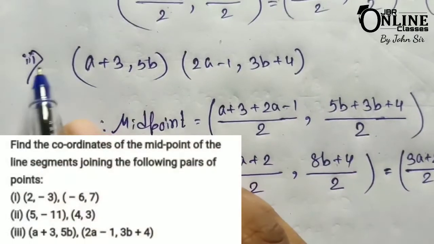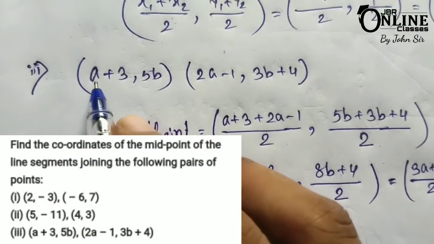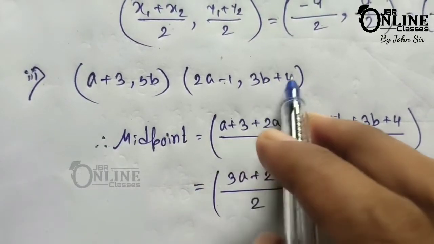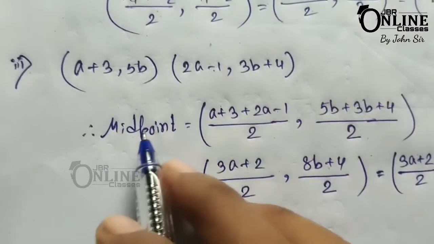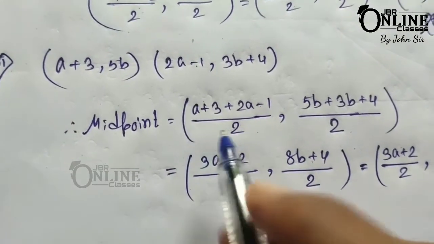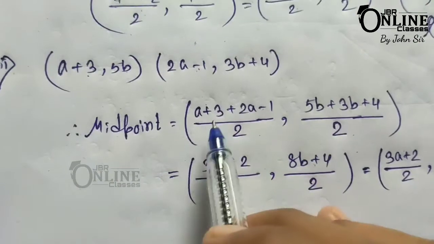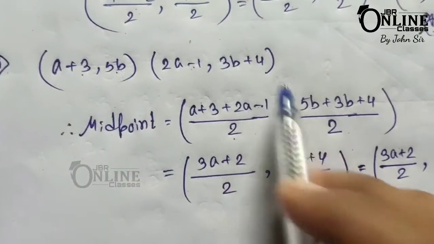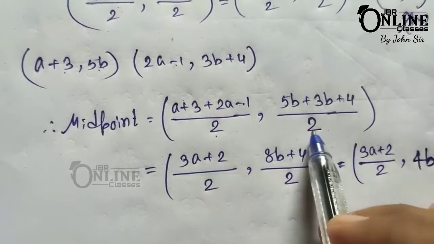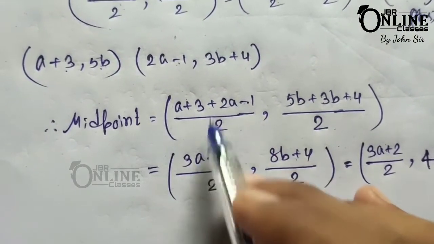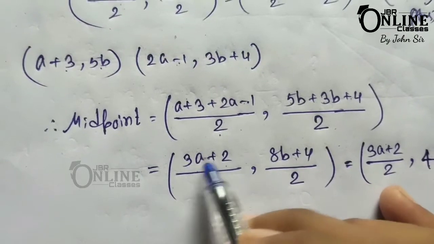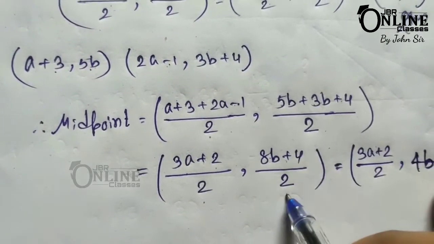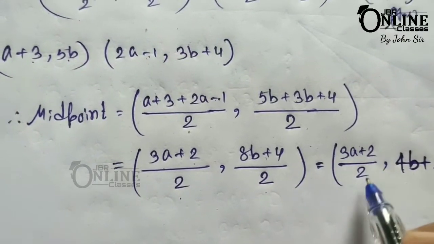Now the next one, sum number 1, part 3. Here the point coordinates are (a plus 3, 5b) and (2a minus 1, 3b plus 4). Those are the two points. Now you have to find the midpoint of these two points. So x1 plus x2 means (a plus 3 plus 2a minus 1) by 2, and y1 plus y2, so (5b plus 3b plus 4) by 2. Now a plus 2a is 3a, and 3 minus 1 is 2, so (3a plus 2) by 2. Here 5b plus 3b equals 8b, so (8b plus 4) by 2.